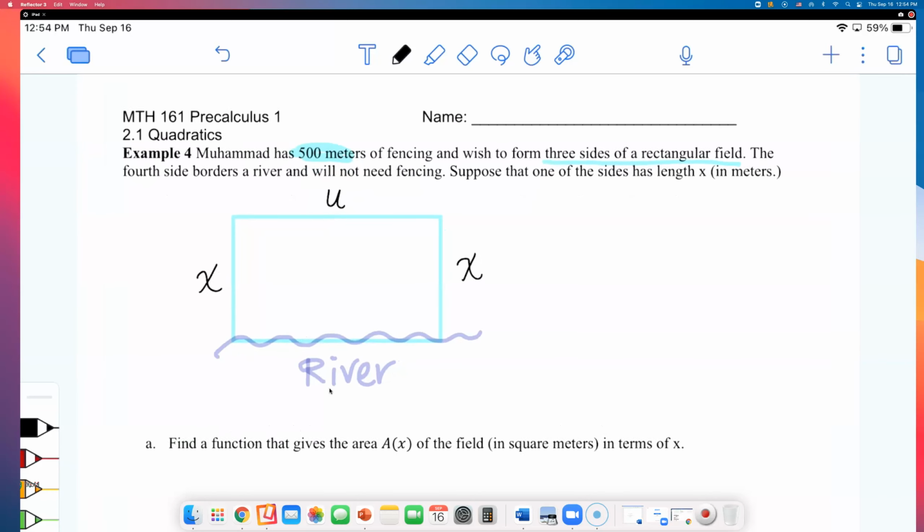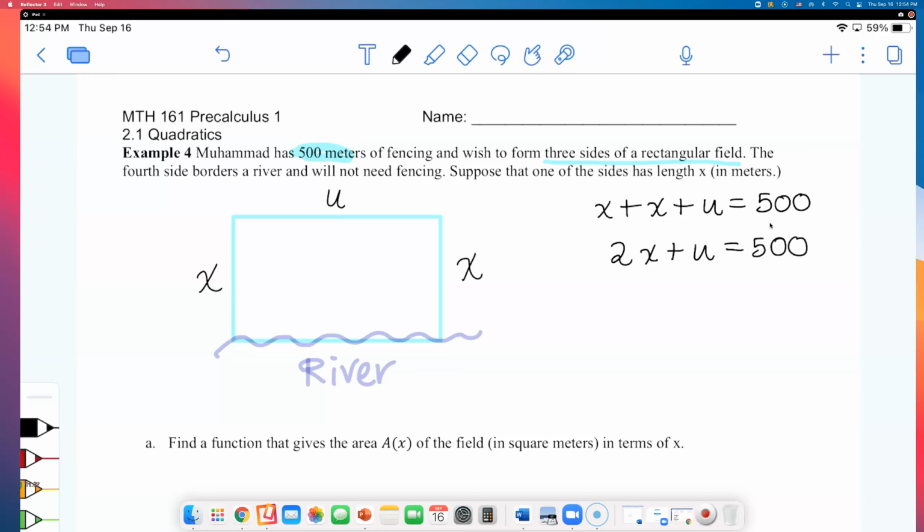So this is what's happening. If I add up all the sides together, x plus x plus y, I will get 500, right? Because Muhammad had 500 meters of fencing. So if I add up these three side lengths together, it better come out to be 500. We're trying to use every meter of it. So that is 2x plus y equals 500.